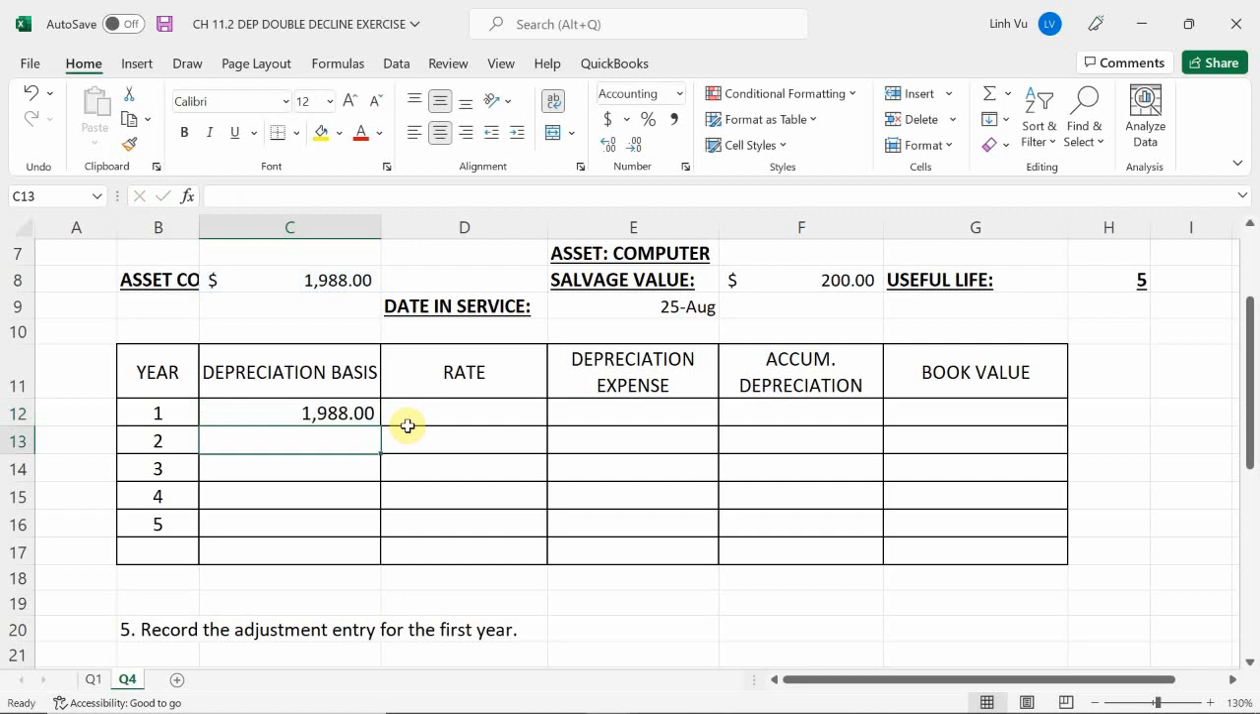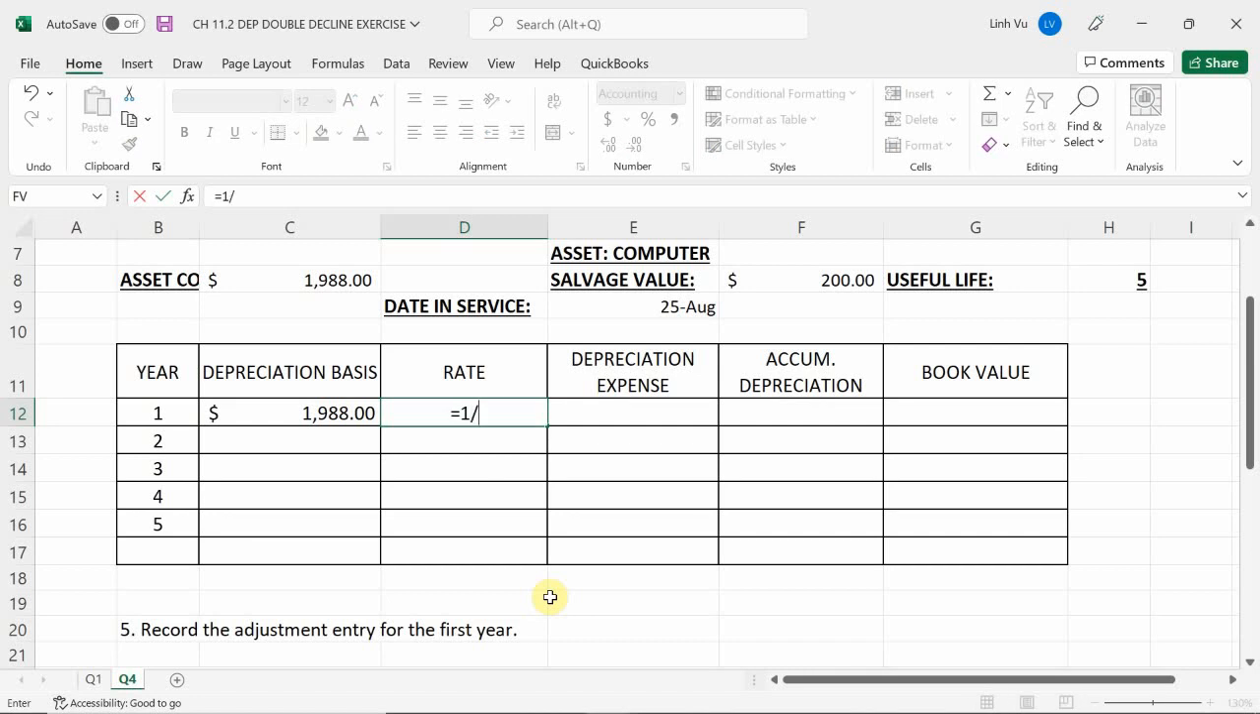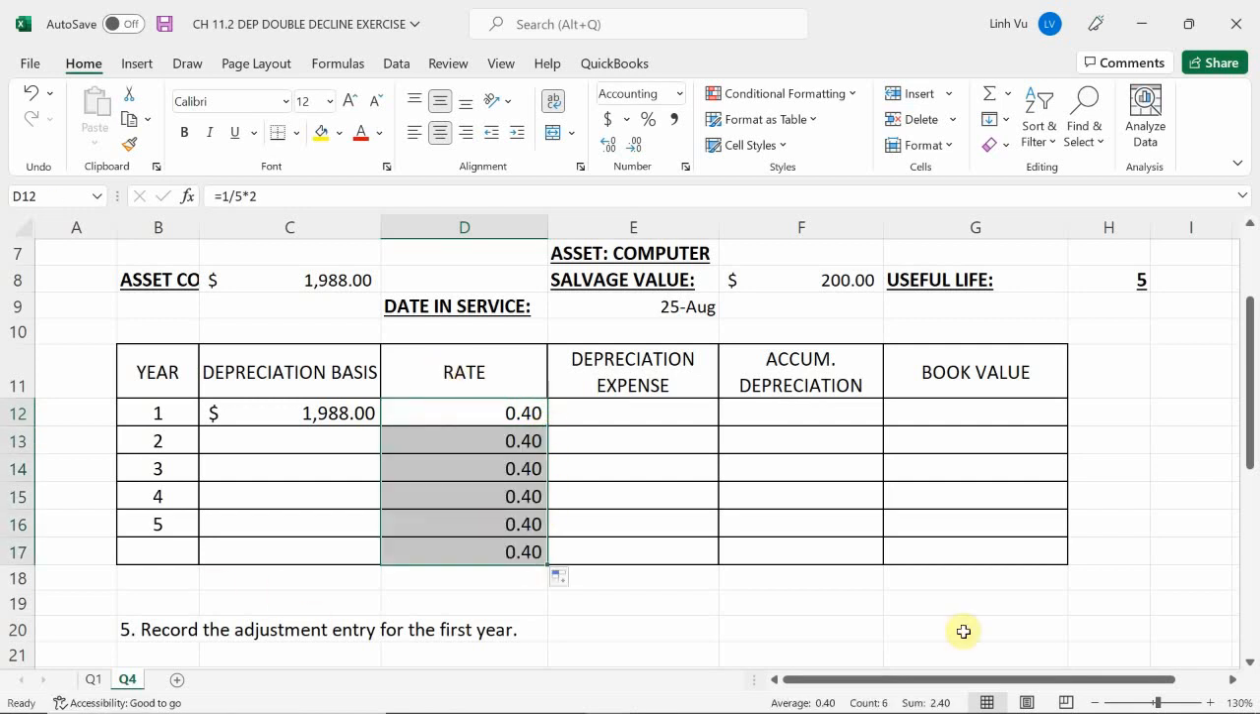Because the first year is the beginning of the year book value, which is going to be whatever your asset cost is. So in this case, 1988. What is going to be my rate? Since it's 5 years, it's 40% again. You still get 1 divided by 5 times 2, which is going to give you that 40%. And what do we know about the rate? It stays the same, so I can go ahead and drag those all the way down.